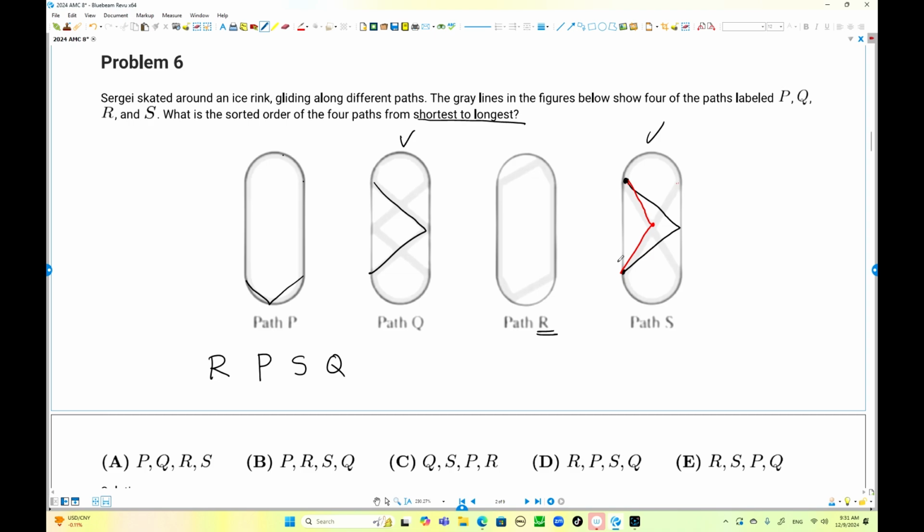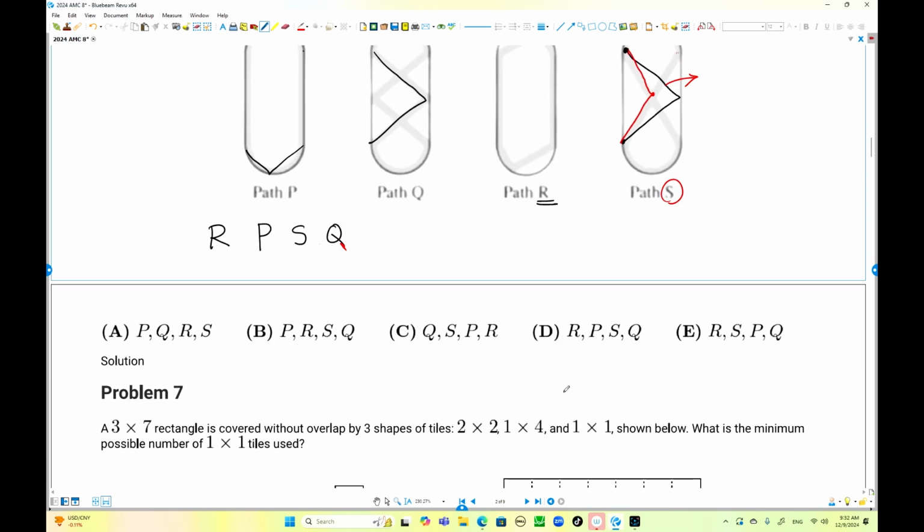So which one is longer? This length is longer, right? Okay. So S is the next one. Q is what? Longest path, okay? So RPSQ is the answer. Okay? RPSQ. Choice D is the answer.